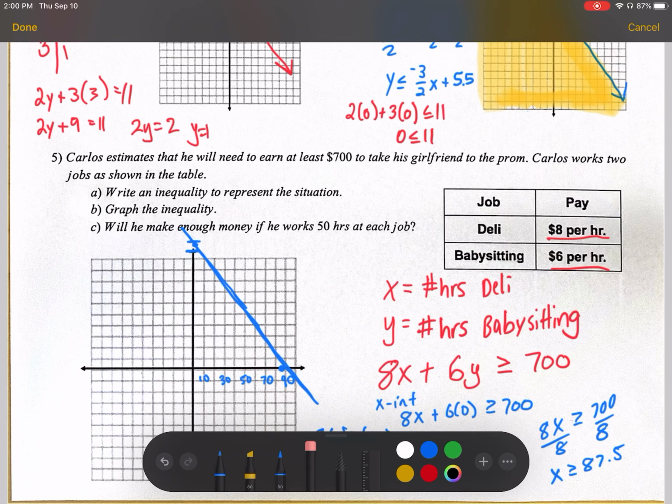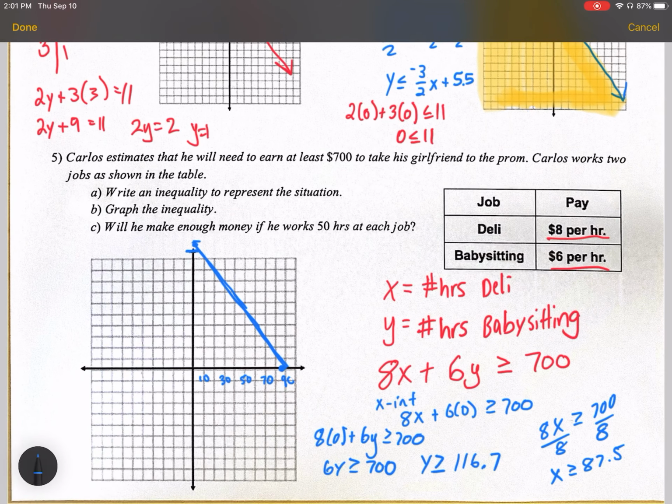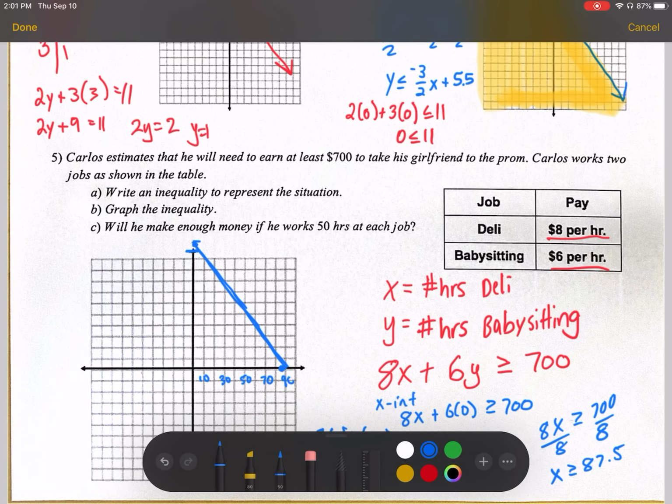Now, one thing to think about is this should actually not go past these end spots. And the reason is because this is a real life situation. And if we go into the negatives, what we're talking about is we're saying that he worked a negative number of hours, and that doesn't really make sense in this case. All right, so then we want to do our inequality.